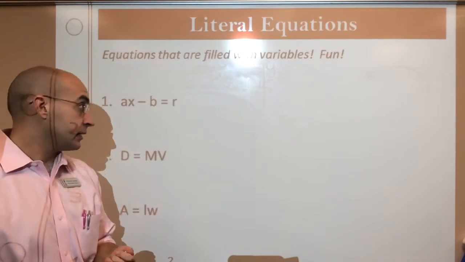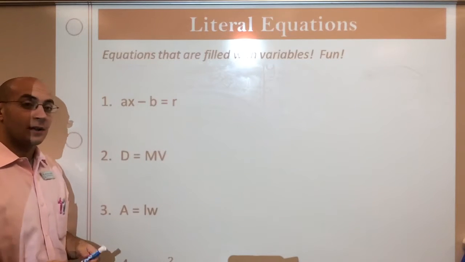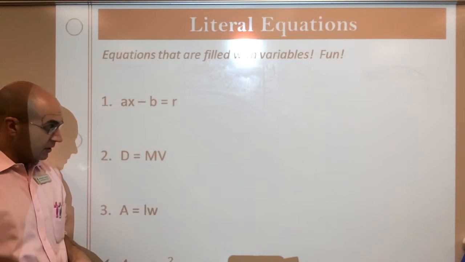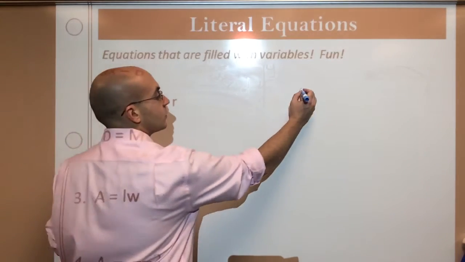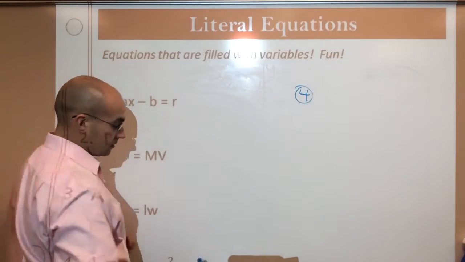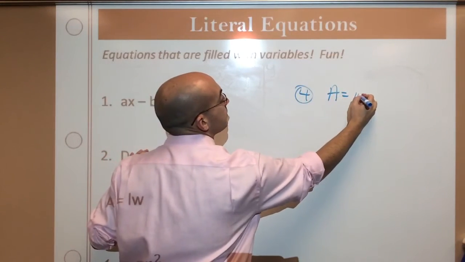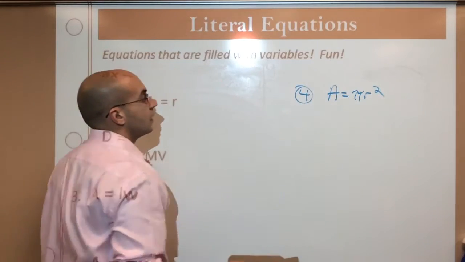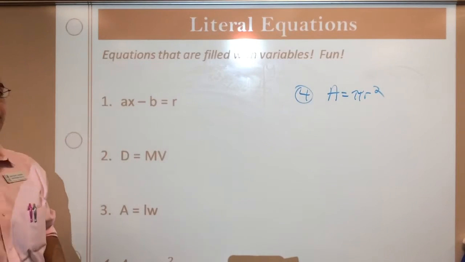Literal equations. You see a bunch of stuff up here, and you don't see a whole lot of numbers, do you? In fact, you don't see any numbers because you can't see number 4. I'm going to put number 4 over here. Number 4 is important as well. It's area of a circle. So A equals pi r squared. Literal equations are equations that are filled with variables, and they are fun.